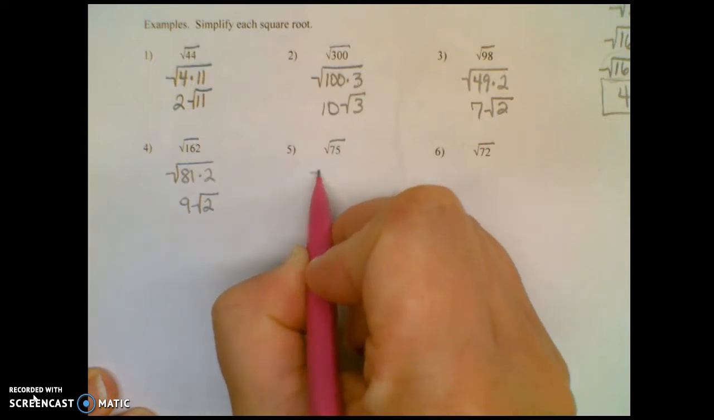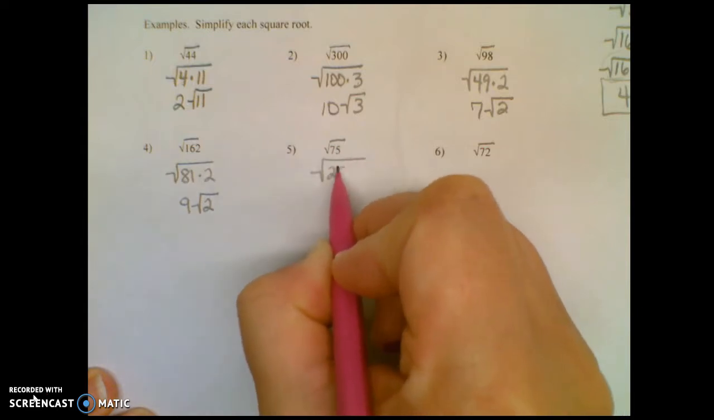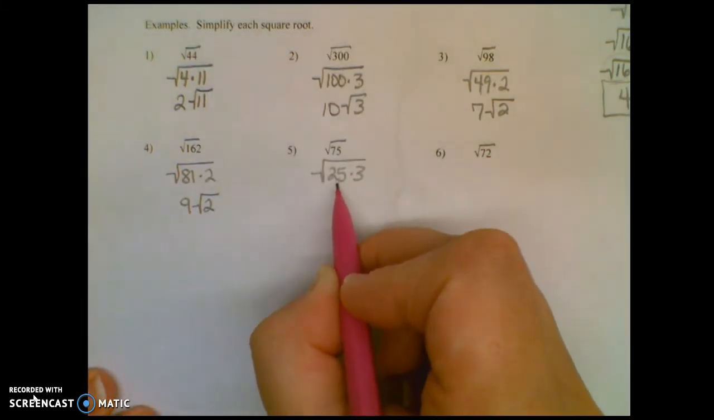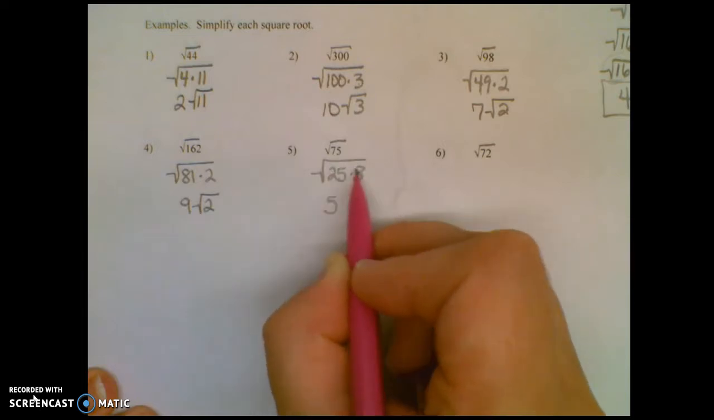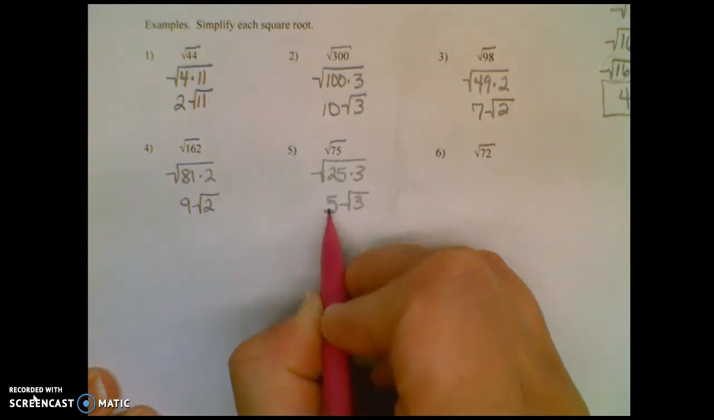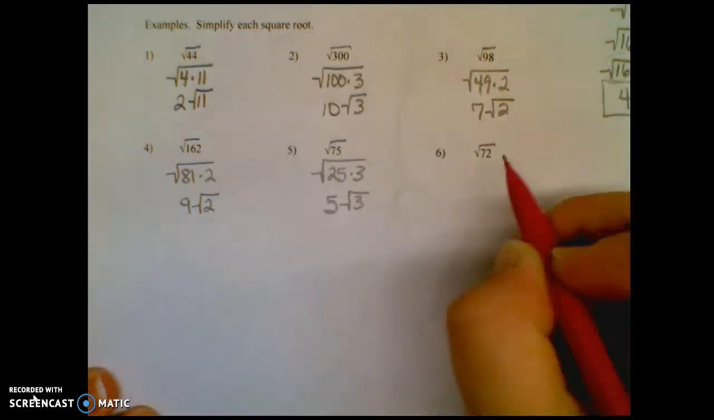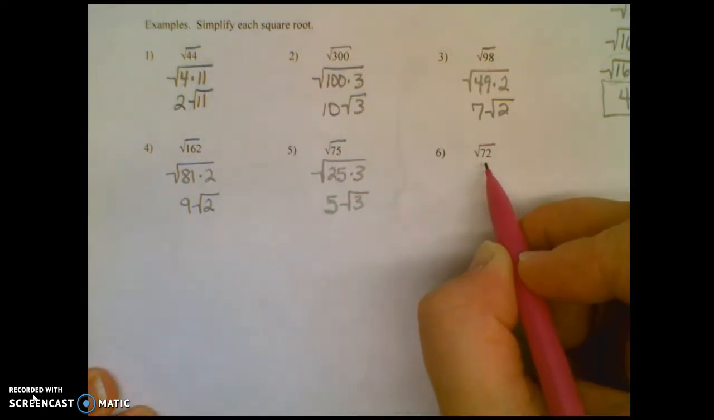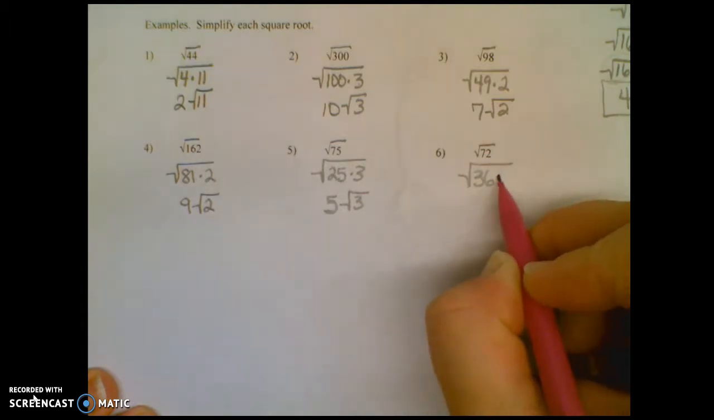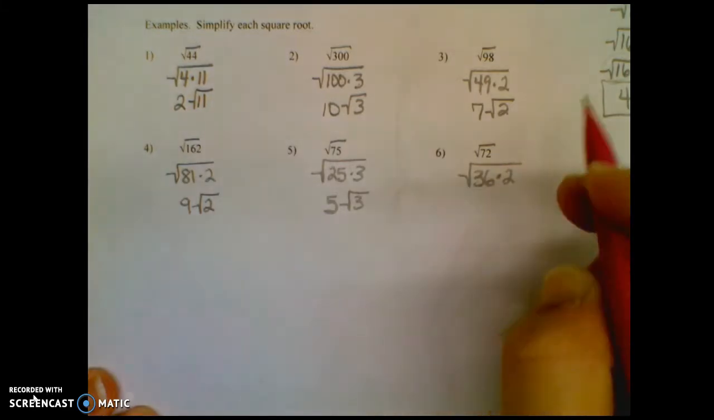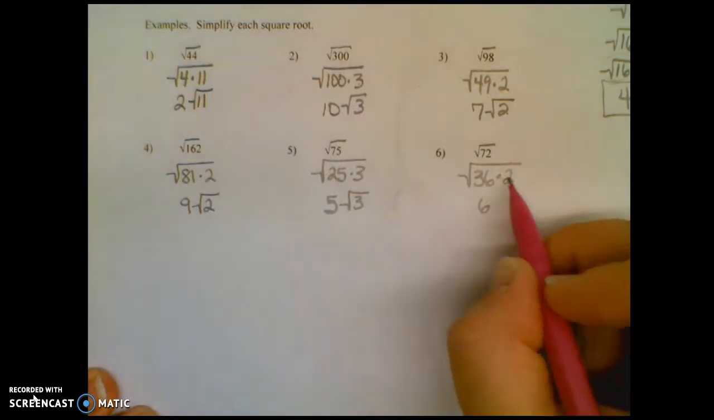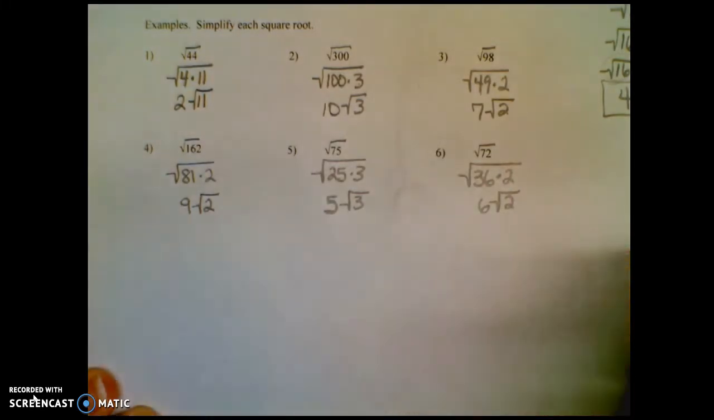75 factors into the perfect square 25 times 3. The square root of 25 is 5. The square root of 3 is irrational, so that stays in square root form. 72 factors into perfect square 36 times 2. The square root of 36 is 6, and the square root of 2 is irrational, so that stays.